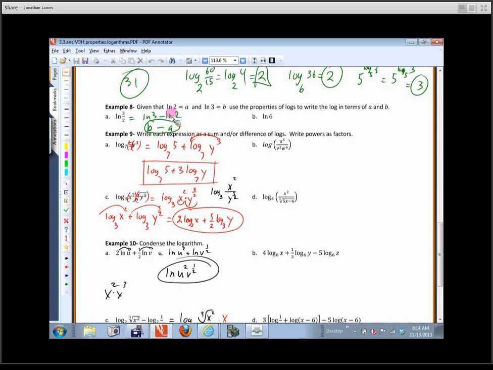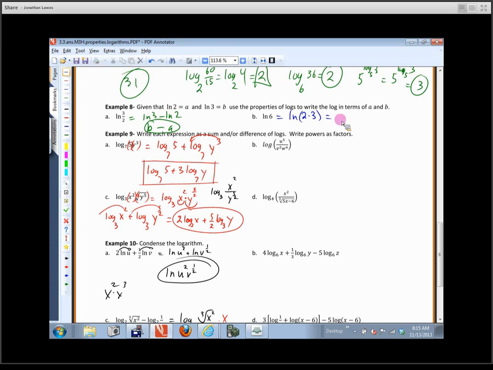It says, given that ln of 2 is represented with the letter A and ln of 3 is represented with the letter B, so whatever this number is, we're going to use an A in its place. And whatever this number is, we're going to use a B in its place. Figure out how we can write the ln of 6. Well, the first thing I need to have is a 2 and a 3 here. So I'm going to rewrite this as the ln of 2 times 3.